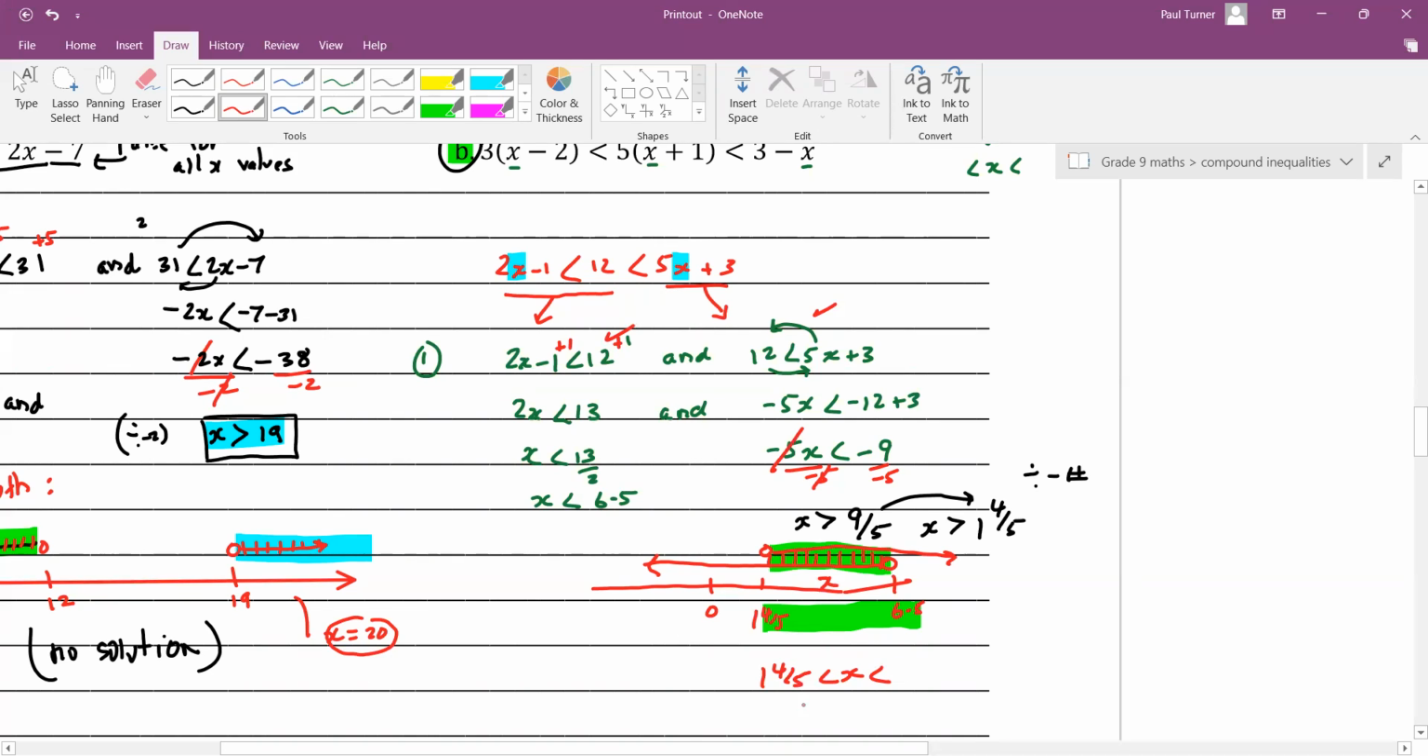I noticed in the homework some students couldn't write this properly, so be careful on that. So this means that x, the number you want, it's got to be more than 1 and 4/5, but it has to be less than 6.5. All right, so I'll give you a minute to copy that down, but you can write from the video anyway.